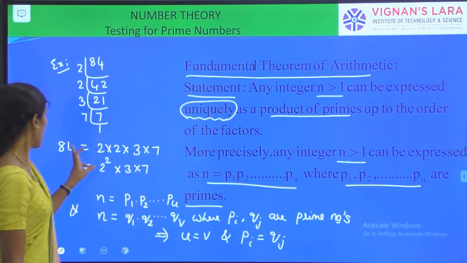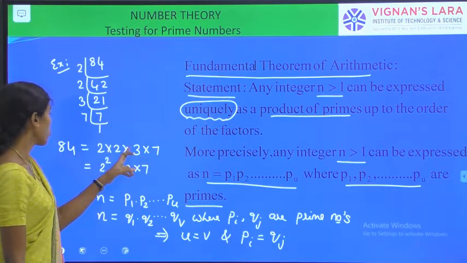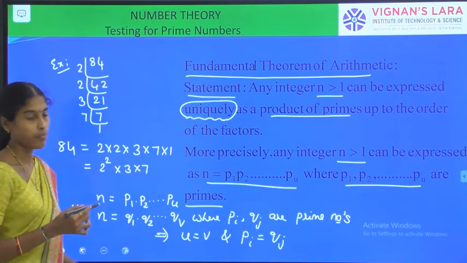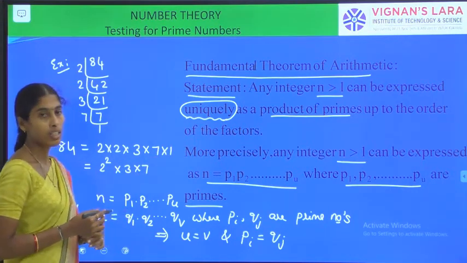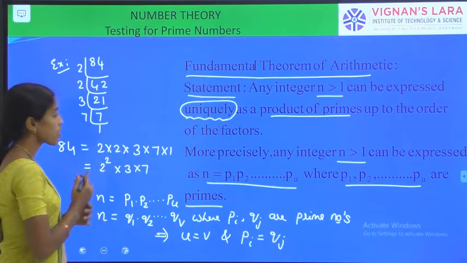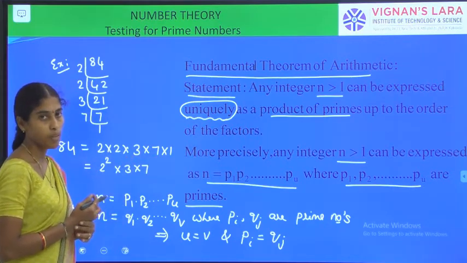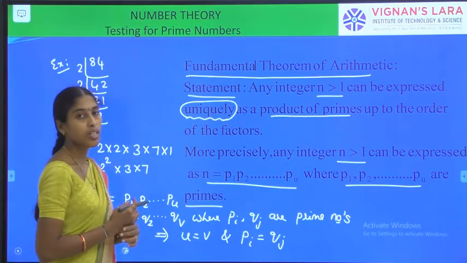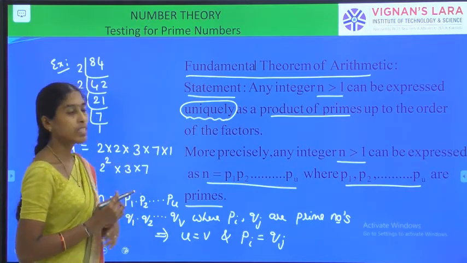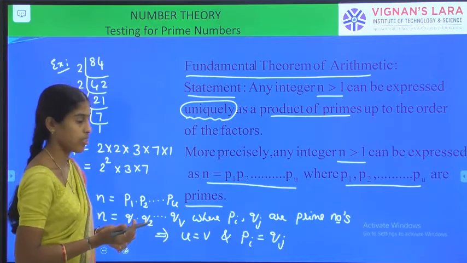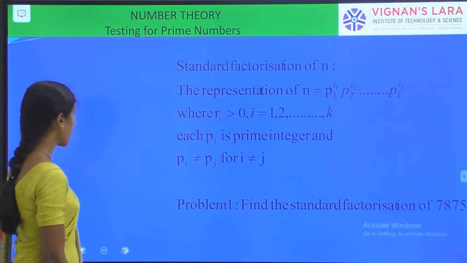See here. First I write 84 is 2 into 2 into 3 into 7, also I can write into 1. But into 1 has no significance. Whether into 1 is there or not, we get the same meaning. So what is the fundamental theorem of arithmetic? Any integer can be expressed uniquely as a product of prime numbers.